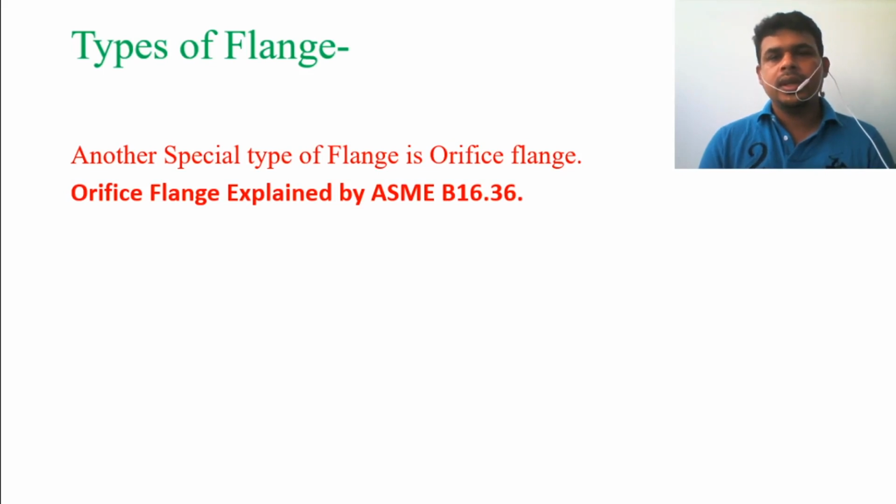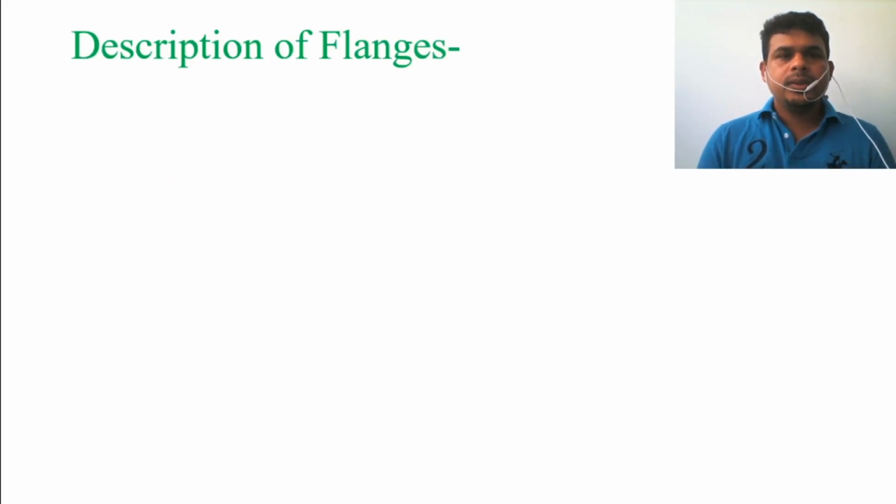I will try to explain the full process and the full description of the orifice flanges there. Up to now we only know the types of flanges. Now we will start describing the flanges one by one. First we see the weld neck flange. What is the weld neck flange, what purpose is it used for, and what does it look like?